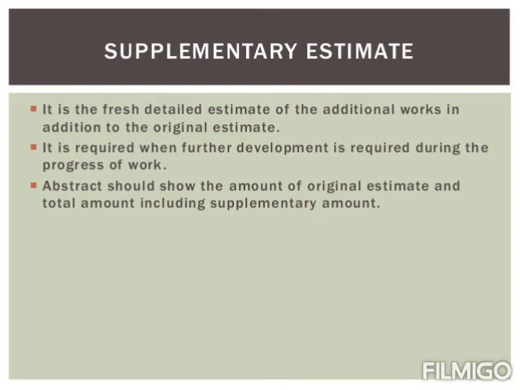Supplementary estimate. The supplementary estimate is the fresh, detailed estimate of the extra additional works in addition to the original estimation done. It is required when further development is required during the progress of the work undertaken. In case of this supplementary estimate, the abstract should show the amount of original estimation and the total amount including the supplementary amount.